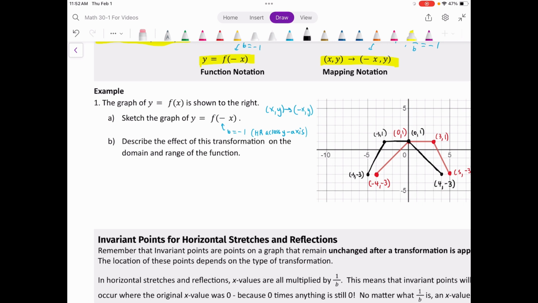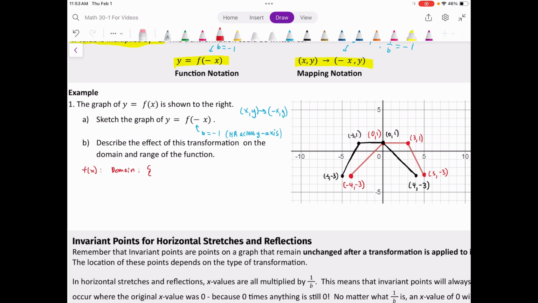Okay, so now it wants us to describe the effect of this transformation on the domain and on the range of this function. So if we look at our original f of x, what's its domain? You might be able to make some predictions here of how the domain would be affected, but let's just take a look. The original looks like the lowest x ever got was negative 4, and the highest it ever got was 5. So the domain will be the set of all x's such that negative 4 is less than or equal to x, which is less than or equal to positive 5, and x is an element of the real numbers.